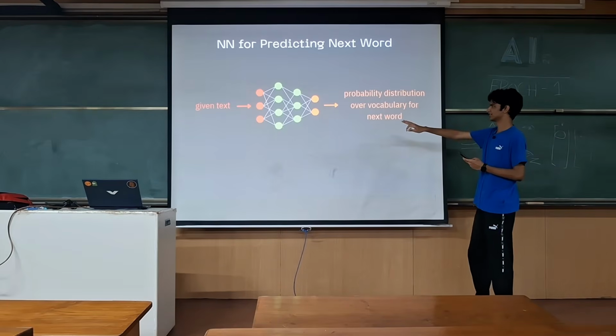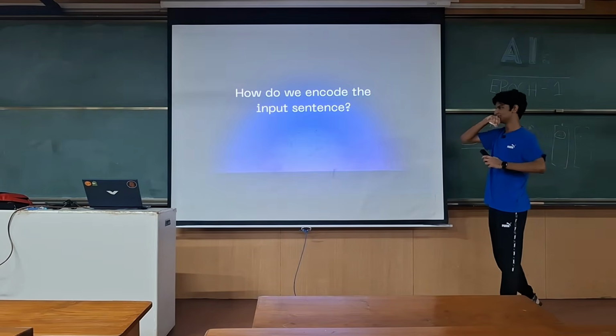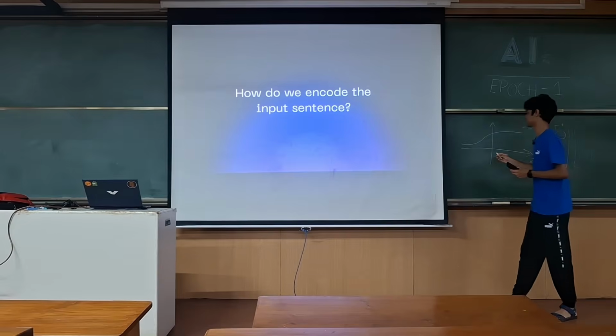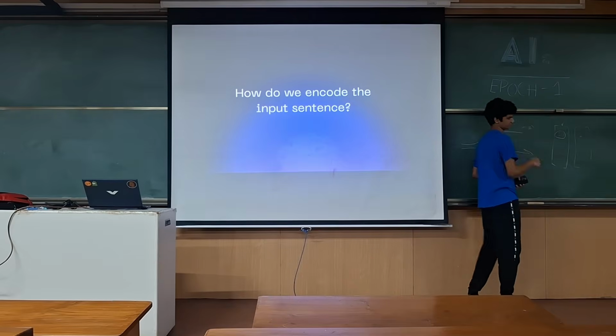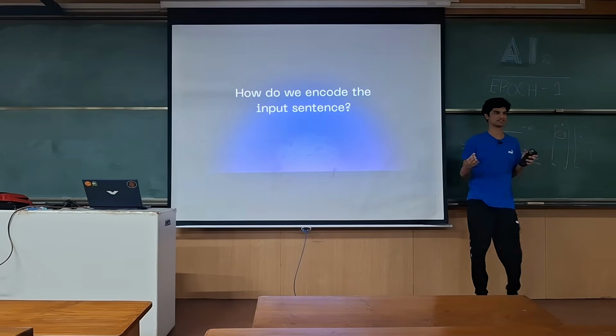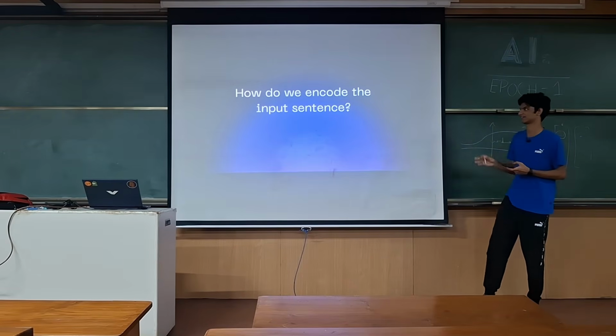So we have the given text as input. But so far we've only seen how to encode a word. For a particular word, we can map that to a vector. But how do we encode a sentence? Because a sentence is a bunch of words, right? So how do we take that and make it a vector?